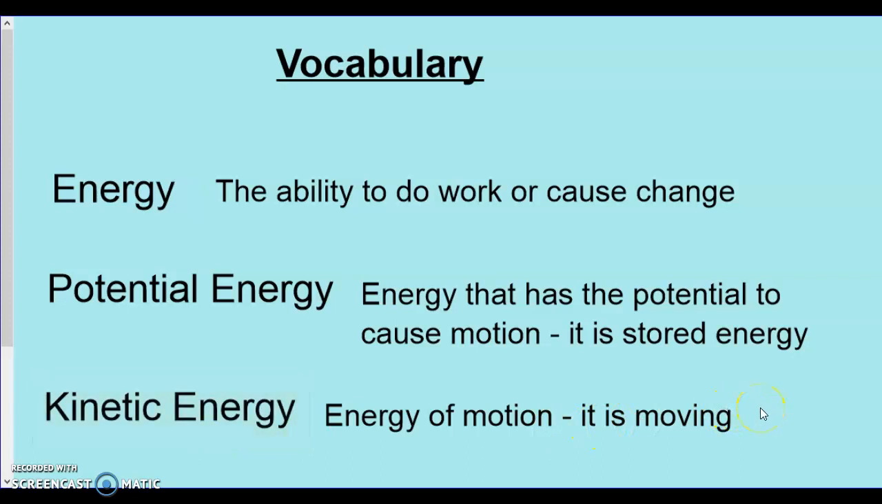Great job talking about our two types of energy today, potential and kinetic. Next, you're going to move on and watch a video about Sir Isaac Newton's laws of motion.